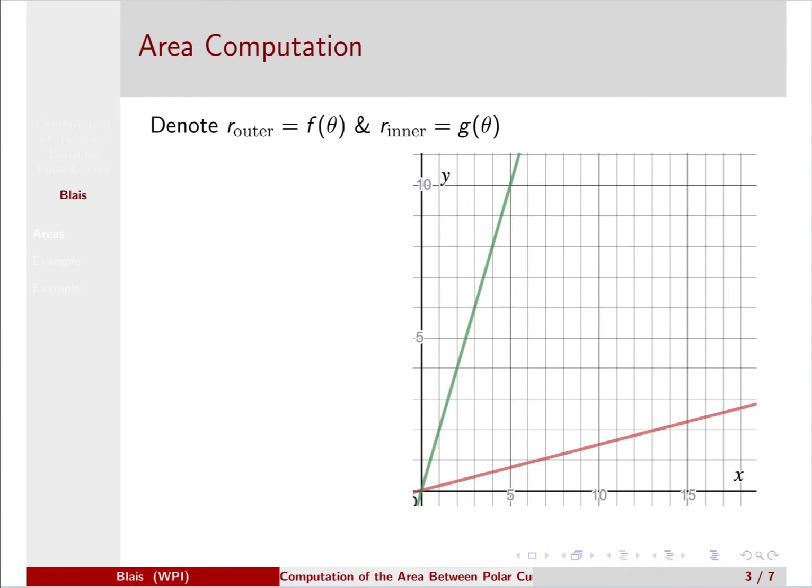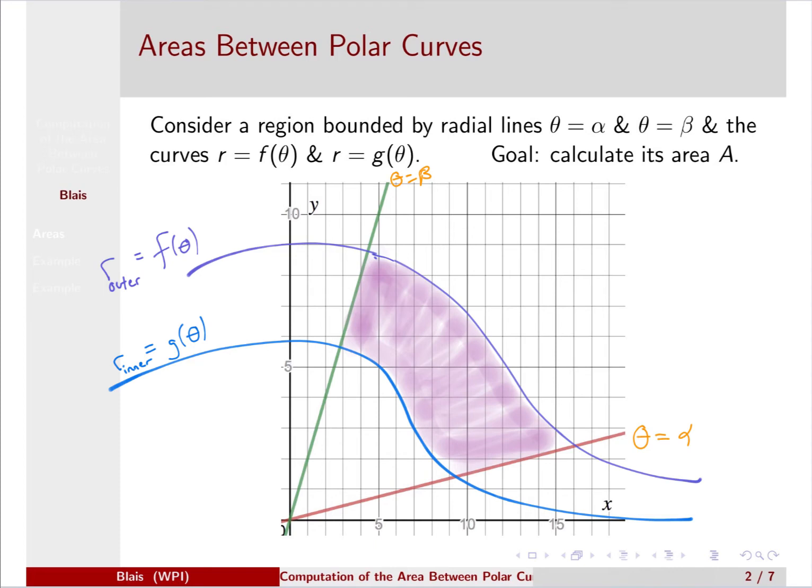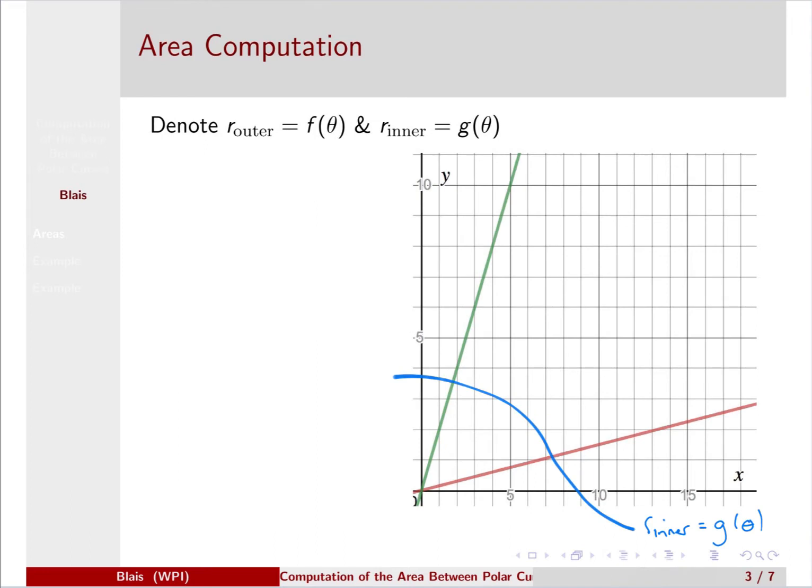To think about how we compute this, we recall that we know how to find the area bounded by theta equals alpha, theta equals beta, and this blue curve we're calling r inner. And recall that this area, so the inner area, is equal to the integral from alpha to beta of 1/2 times this r inner squared d theta. This coming from our previous lecture about area computations in polar coordinates.